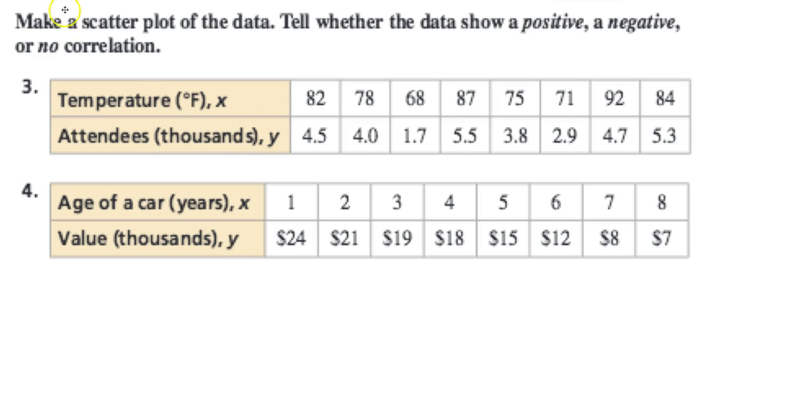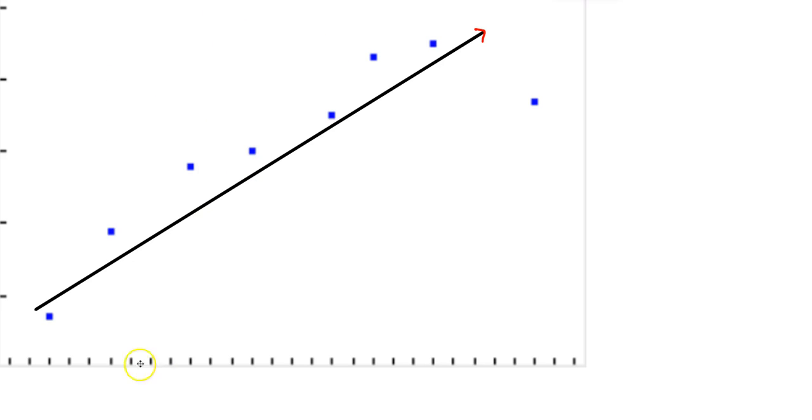Yep. So as the temperature increases, the number of attendants increases as well. So here's my temperature here on the bottom. So as the temperature increases, right, this could be 0, let's say 100 degrees Fahrenheit. The number of attendees will also increase too. This could be 1,000, 2,000, and so on.